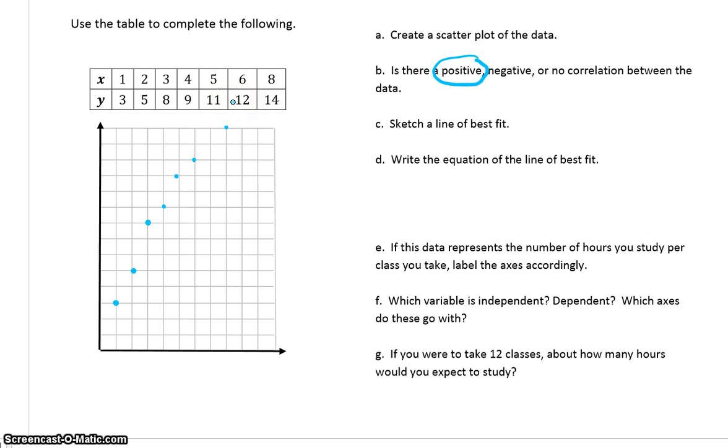Okay, so now it says to sketch a line of best fit. So you want to draw a line in this graph that fits the data generally. It doesn't necessarily have to go through all of the points, but you want it to be representative of all of the points, so it's somewhere in the middle. Okay, so I'm going to put a line on my graph. It has a positive slope, and I'm going to try to fit it to the data.